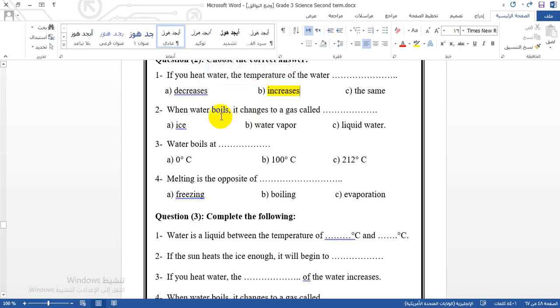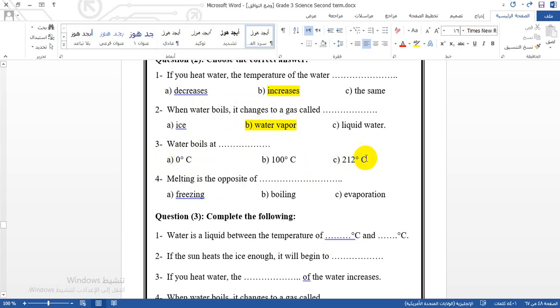Okay, when water boils, it changes to gas. When the water boils, it changes to what exactly? To gas. So what is the gas state of water exactly? Water vapor, liquid water, or ice? Sure, it is water vapor. Water vapor is an example of what? Of gas. Water vapor is the gas state of water. That's what I mean.